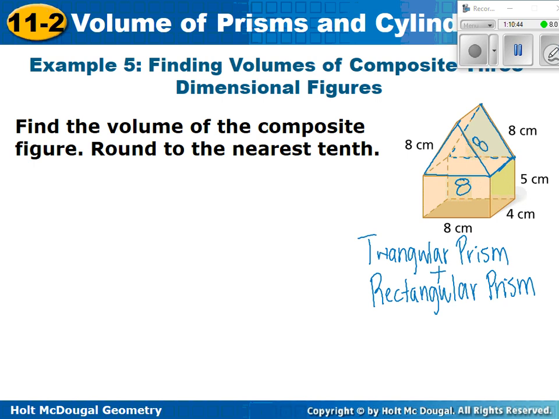What's the height of the triangular prism? 5. Be careful. It's the distance, or excuse me, it's not 5. What's the height of the triangular prism? 4. It's the distance between those two triangular bases, which turns out to be 4. Be really careful with that. And then the rectangular prism, I know you guys would be fine with that. 8 times 4 for the base, and then 5 is the height. But that triangular part gets a little confusing. Any questions on that one?